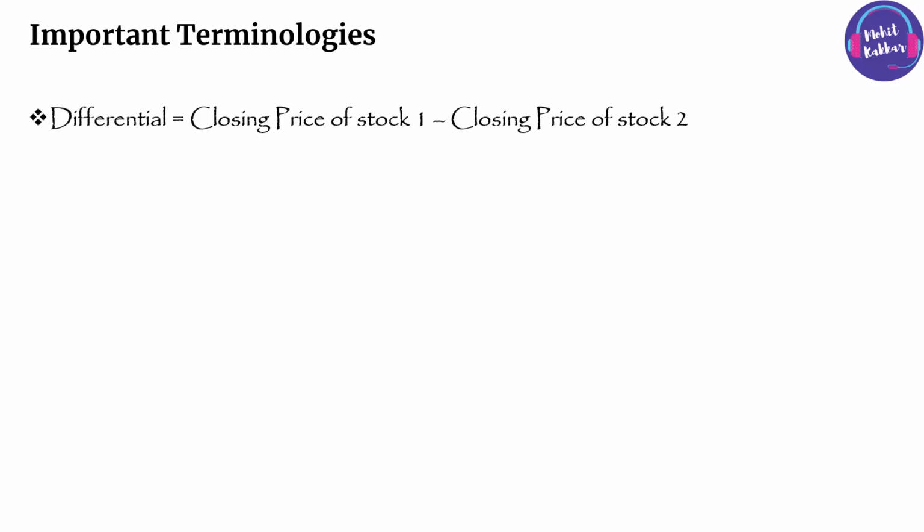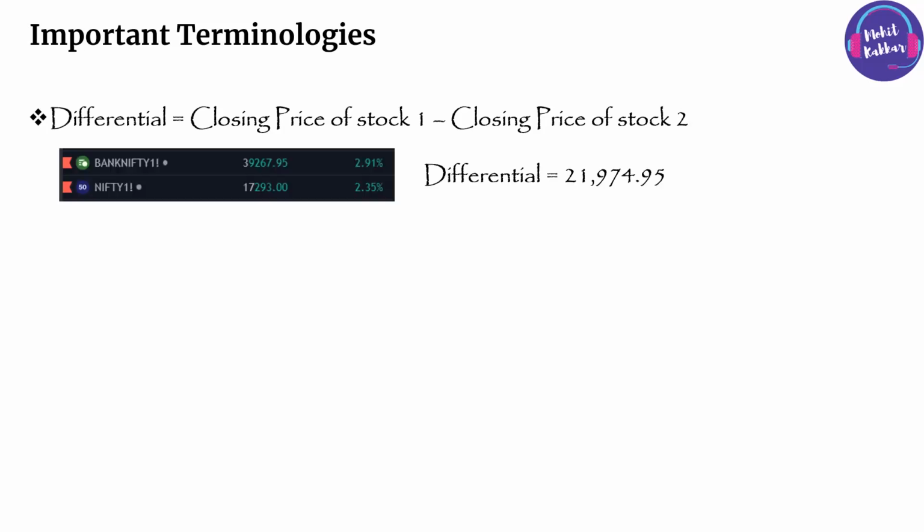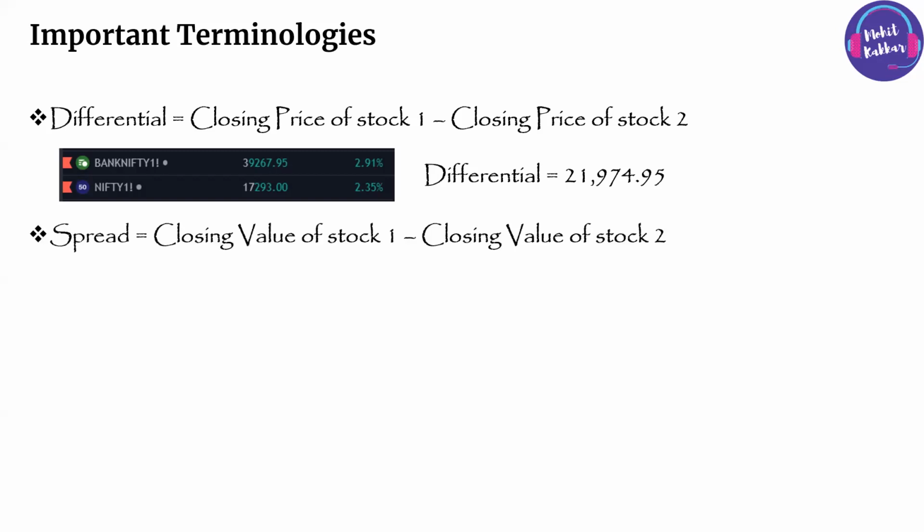Yes, okay, so I'll continue with this session. Important terminology that we need to learn. First one is differential. When we say differential, that means the closing price of stock 1 minus the closing price of stock 2. And this is the example. I took the screenshot on the platform. So the differential here is the Bank Nifty price minus the Nifty price. In pair trading, the pair traders call it differential. If you read the book as well, wherever you read differential, it just means the difference of the stock prices.